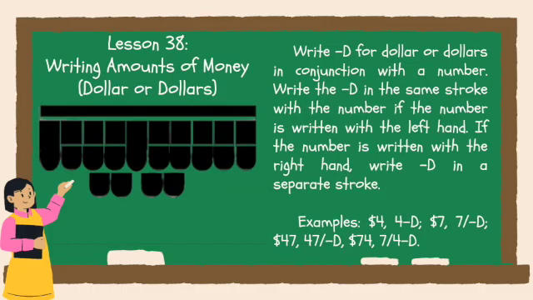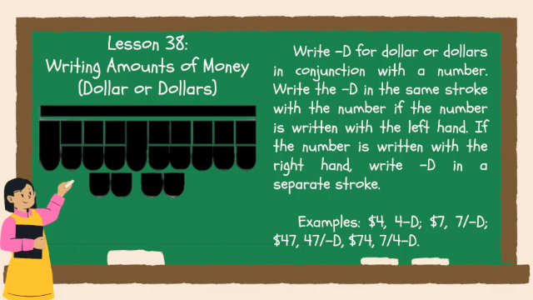And we're up to the next lesson, which is lesson 38, writing amounts of money, specifically dollar or dollars. Write final D for dollar or dollars in conjunction with a number. Write the final D in the same stroke with the number if the number is written with the left hand. If the number is written with the right hand, you write final D in a separate stroke.